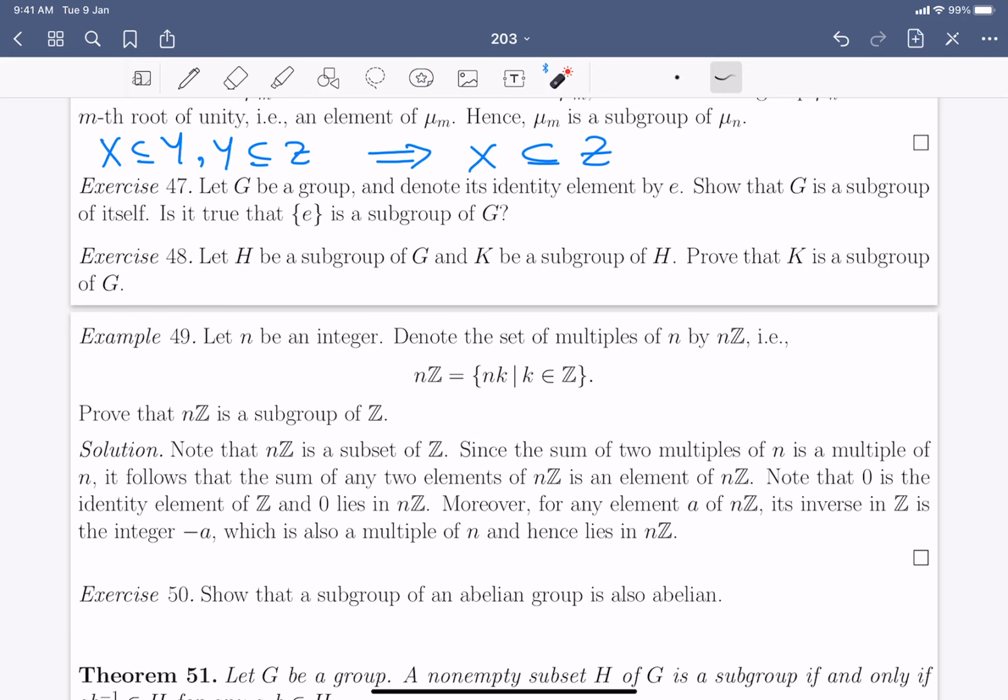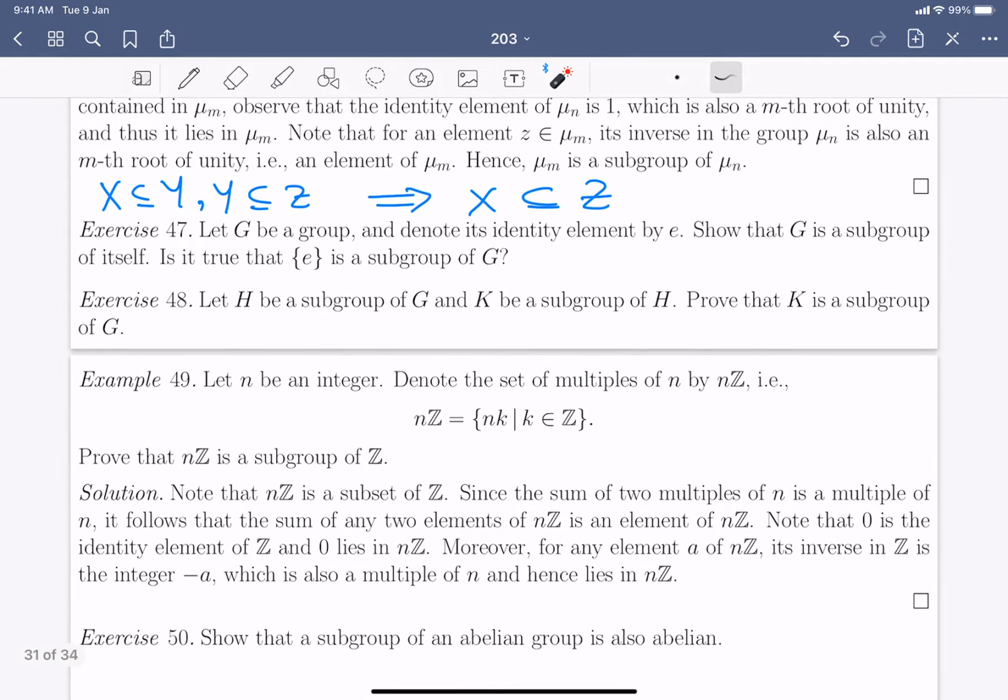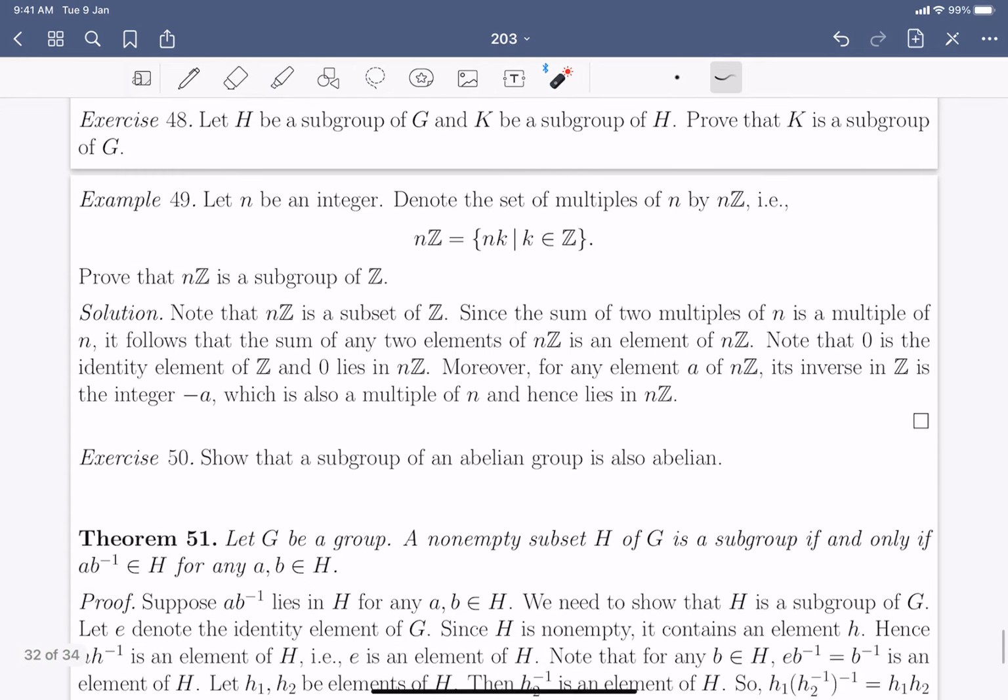Great. Now let me have one interesting example. We pick an integer n. It could very well be 0, so nothing to worry. It could very well be 1 or minus 1, 2, minus 2 and so on. We denote the set of multiples of n by the symbol nZ. So nZ stands for all the integer multiples of n, that is n times k, as k runs inside Z. So nZ consists of all the integer multiples of n.